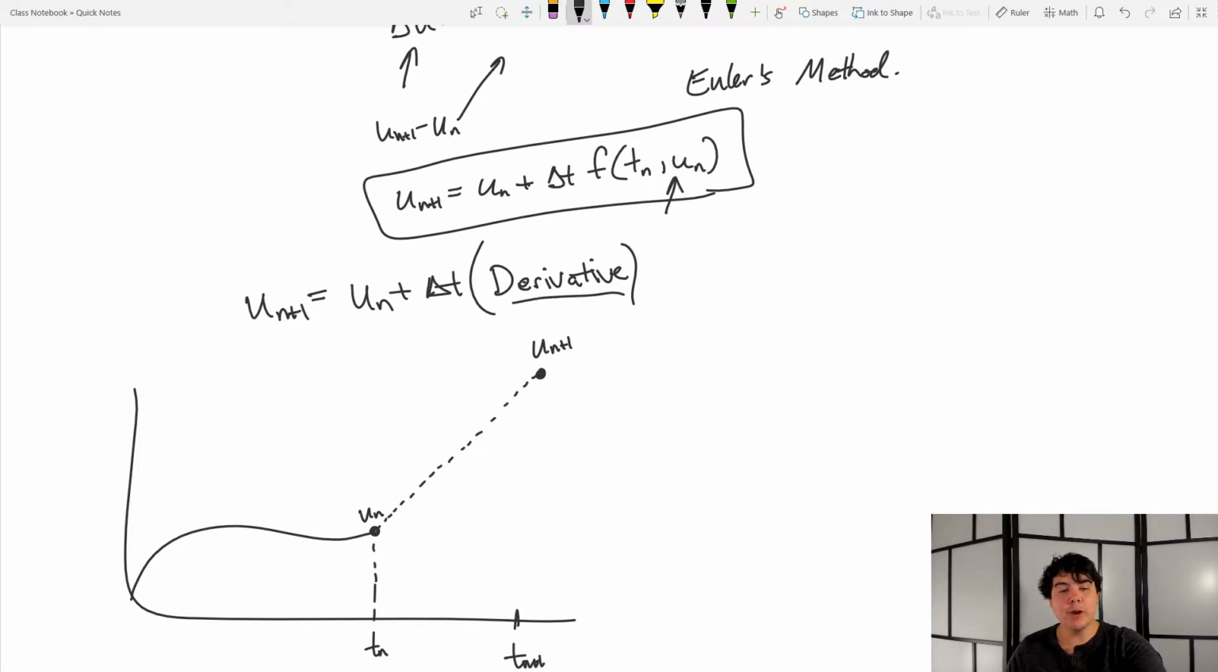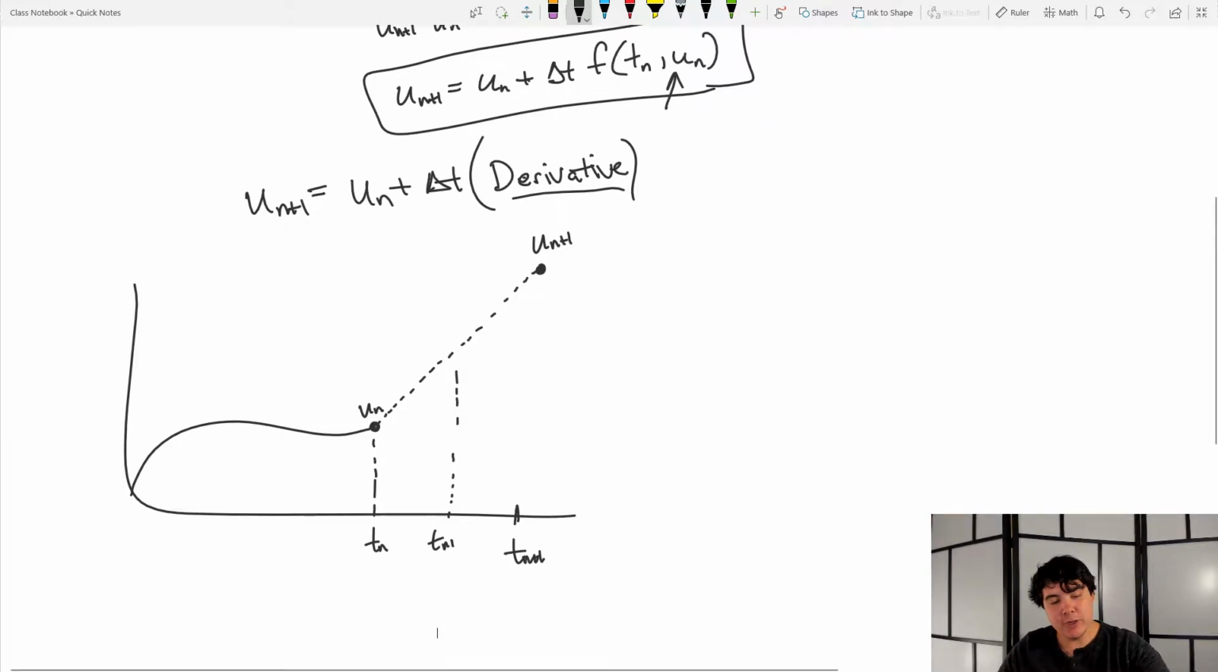But what if we had a better idea for what the derivative was? Can you take a guess on what a good derivative to use is? Correct, yes. I heard you there. You said the middle, right? So t sub n plus 1/2. If we knew the point in the middle, then the derivative in the middle is probably the best derivative estimate for the whole interval.